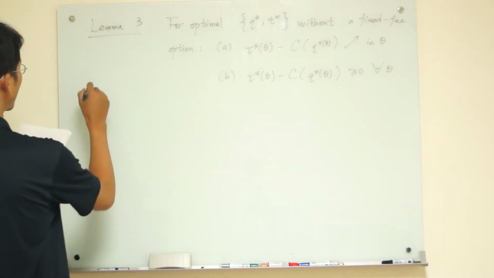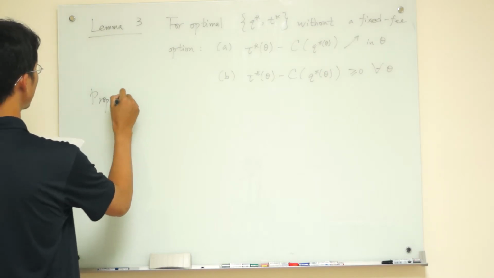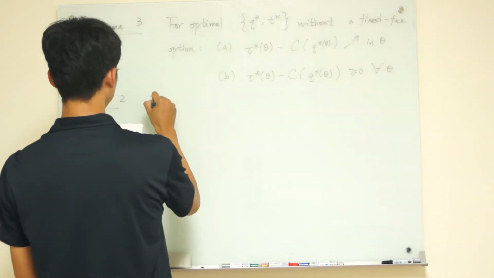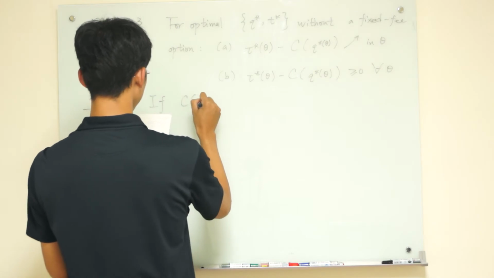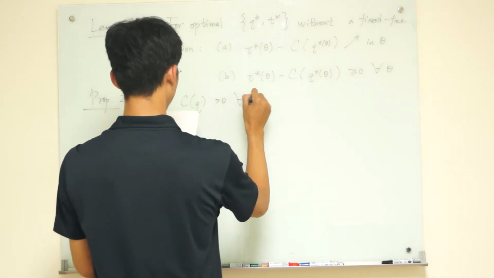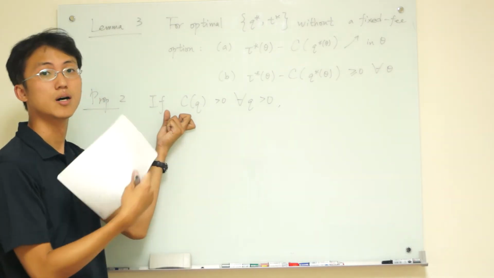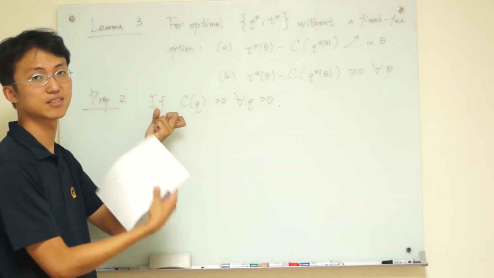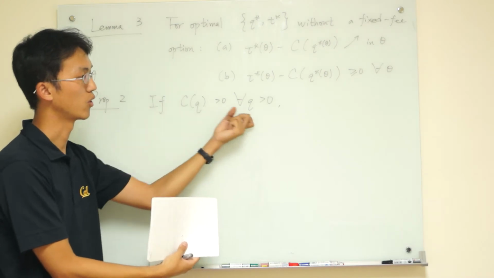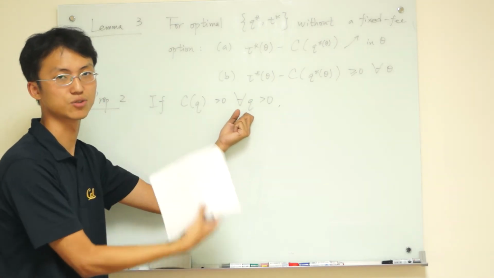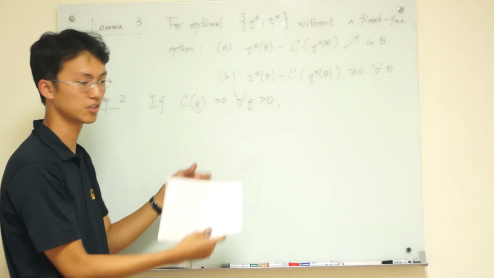With that, we're going to show you proposition 2. Suppose there is a positive transaction cost whenever consumers consume something. Suppose this is the case.